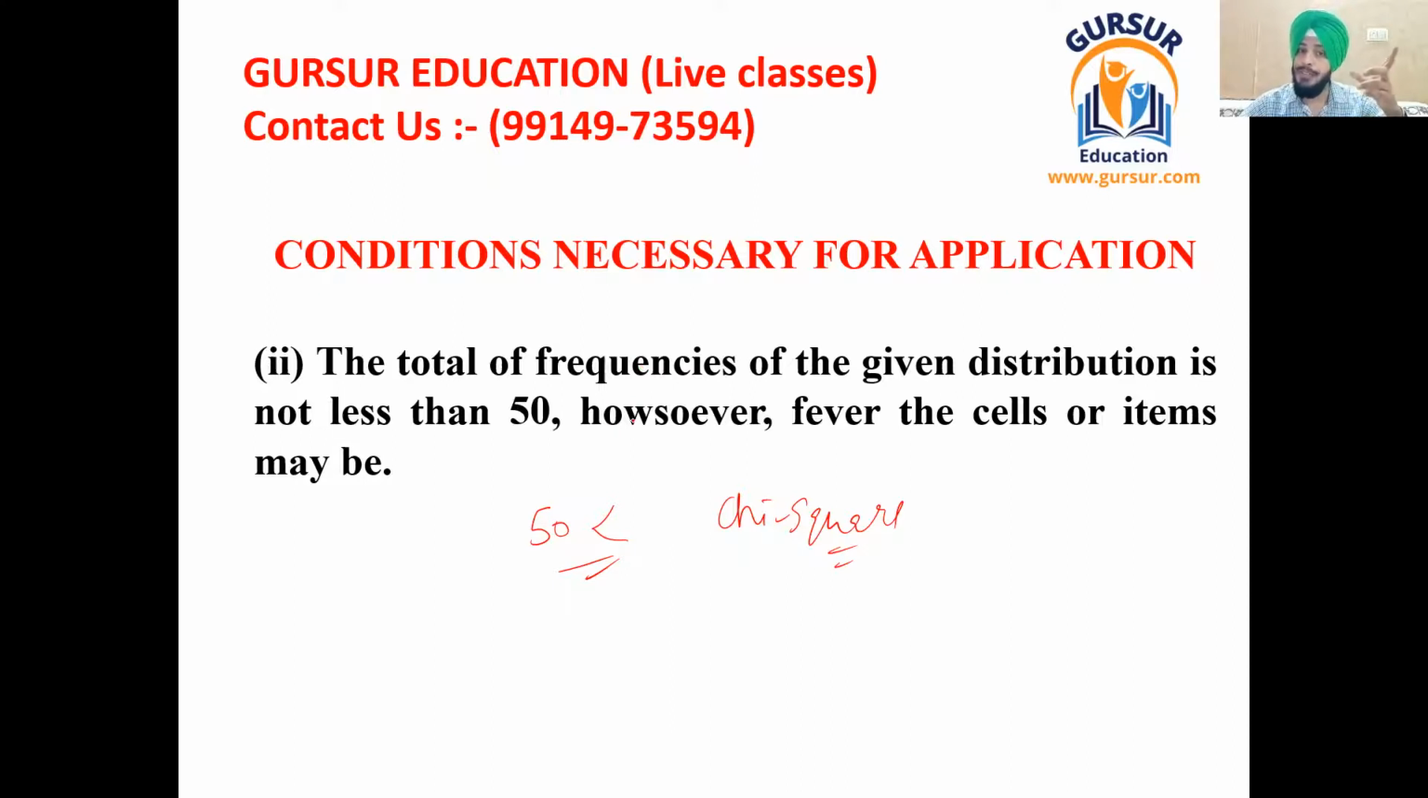In the t-test, what was there? In the t-test, the size of sample was lesser than or equal to 30. But in case of a chi-square test, the total of frequencies should be greater than 50. It cannot be lesser than 50. Okay.